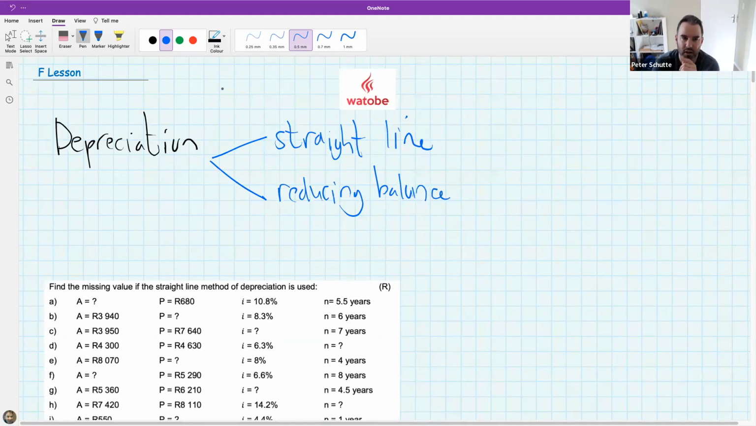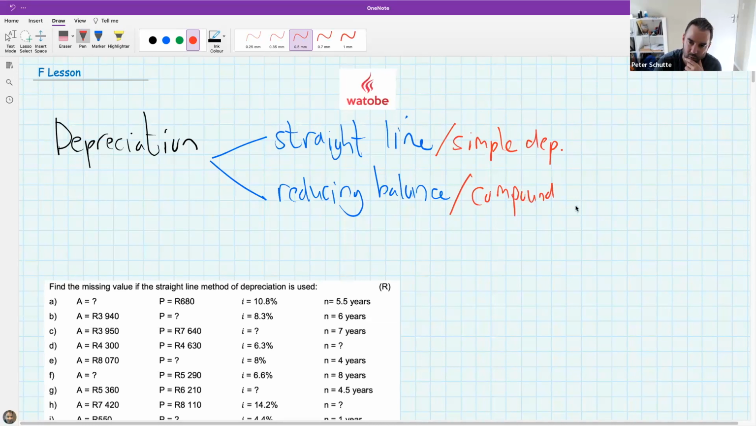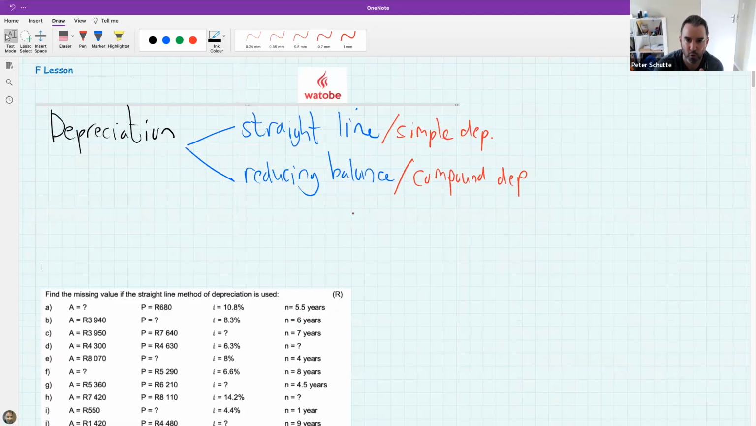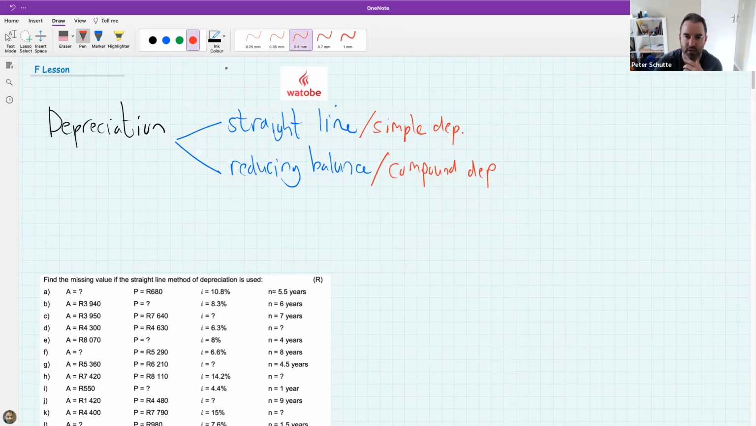Another way of thinking of these words is to think of this one as simple depreciation and to think of this one as compound depreciation. Those words are used interchangeably, and you want to make sure that you're comfortable understanding what's going on. Now, each of those words relates to a different formula that we use to calculate depreciation. Let's just make sure everyone has got that.